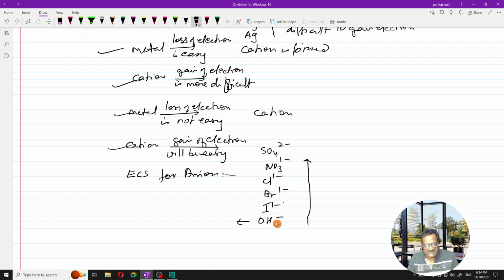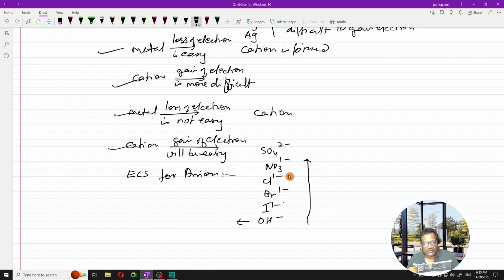Actually these ions will have to give away electrons. To become neutral, they will have to give away electrons to the anode. So the ease with which these ions will give away these electrons will increase in this order from bottom to top. And the same logic applies: the more easily it is able to give away the electrons, the more difficult it will be for them to reach the anode.